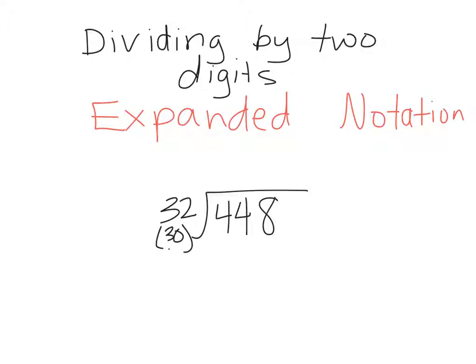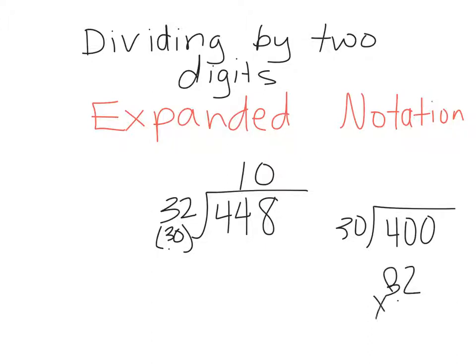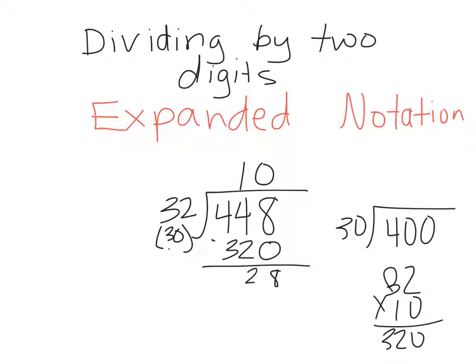So we're thinking, how many times would 30 go into 400? And we know that it would fit in about 10 times. So we would put our 10 up top, and then we would multiply with our exact digits. So we would take the 32 times 10, which most of us can do in our head. We would just add a 0 to the 32 and get 320. Next, we would subtract, just like normal, and we have nothing left to bring down, so we are moving on to our next step.